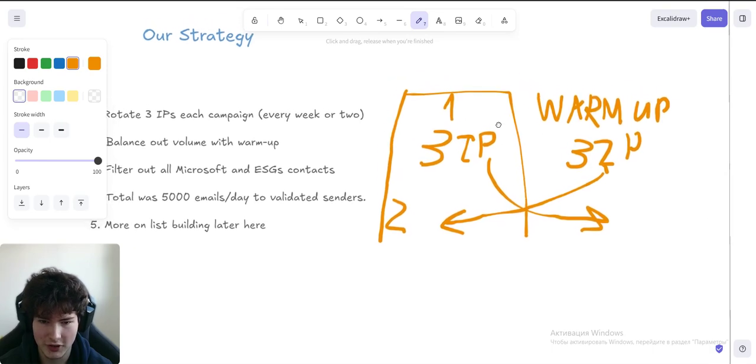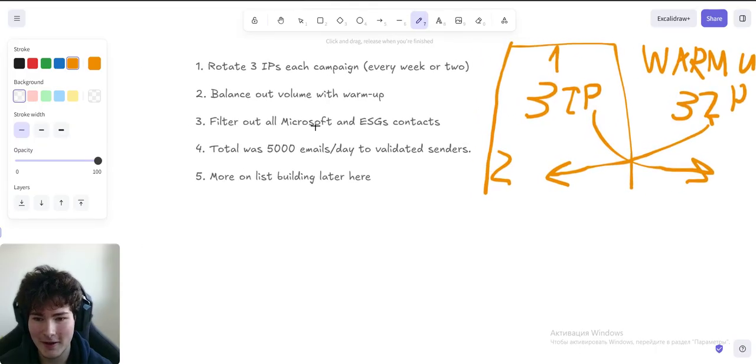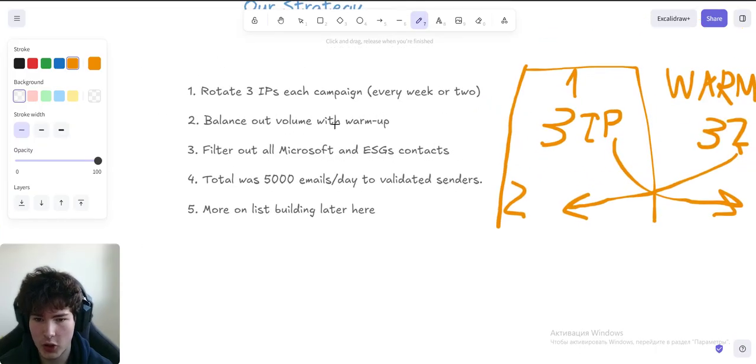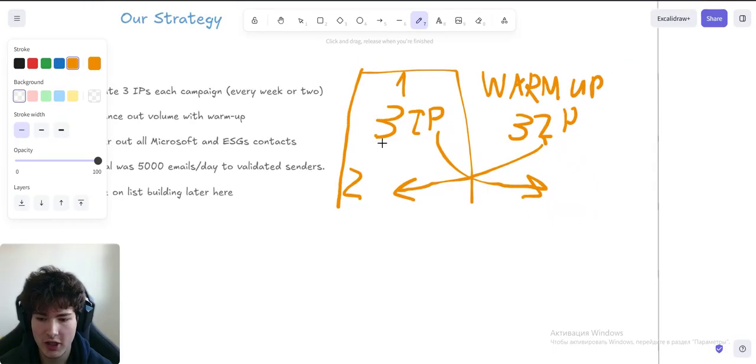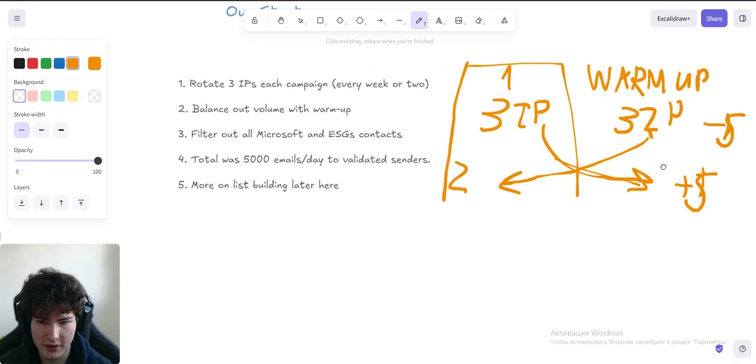I hope it's not confusing at all. We were balancing out volume with warm up as well. For example, if we send 5 cold emails per mailbox, we wouldn't stop warming up when we send cold emails. We would just lower the warm up volume by 5. And then when we put the ones that were sending cold emails over to warm up, we would do plus 5, because we wouldn't be sending any cold emails from them. I hope it does make sense.